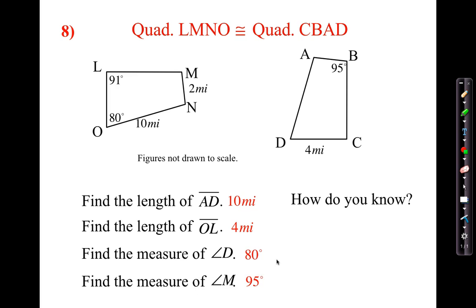So now moving on. Okay, so then I should ask myself, how do I know all of this? Well, I know this to be true because since I know that these two shapes are congruent, I know all corresponding sides are congruent, which is why I was able to answer these questions here. But I also know that corresponding angles are congruent, which is why I was able to answer these questions here.